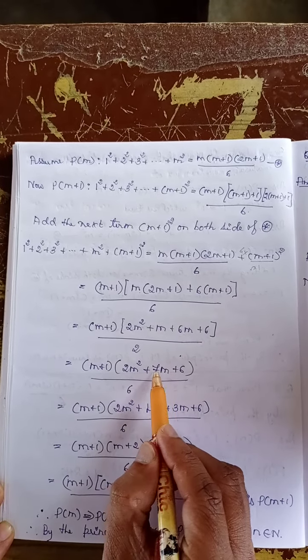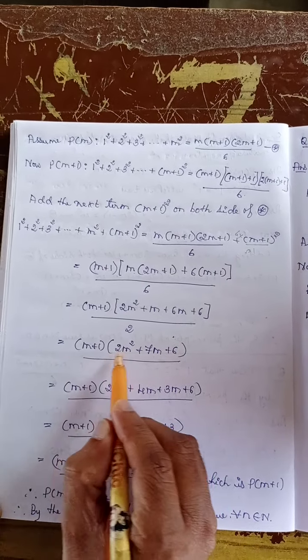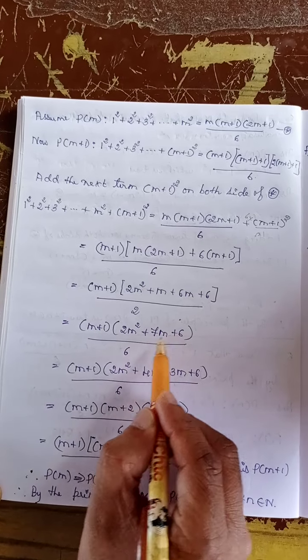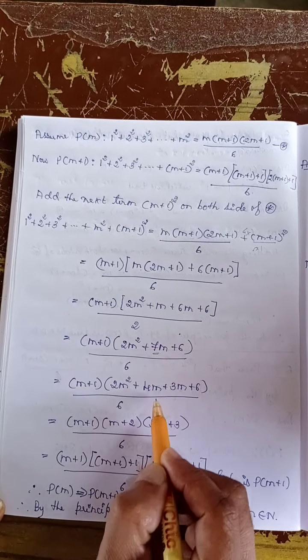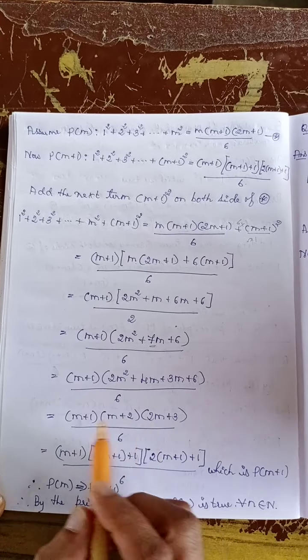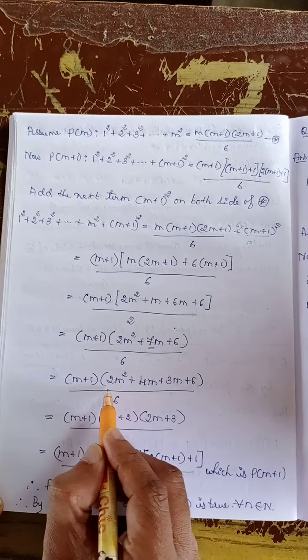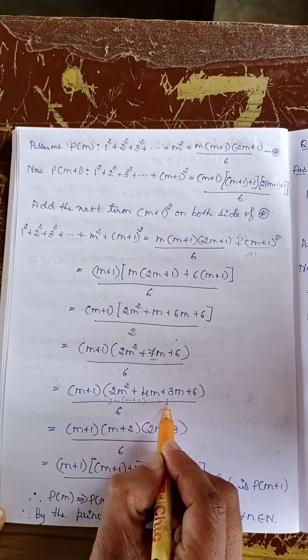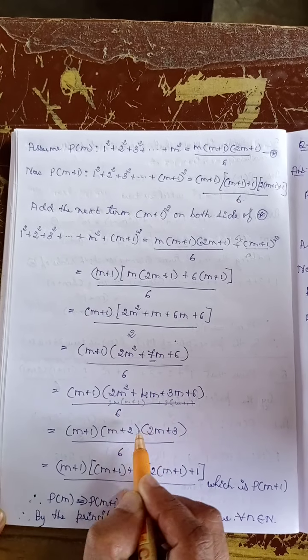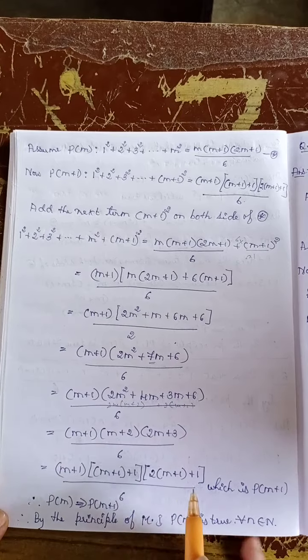Now by splitting the middle term, we have to factorize this. 2 into 6 is 12, so 4 into 3 is 12 and 4 plus 3 is 7. So we can split the middle term as 4 plus 3. Hence we have m plus 1. Here 2m is common: 2m into m plus 2, plus here 3 is common, m plus 2. So m plus 2 into 2m plus 3 here.